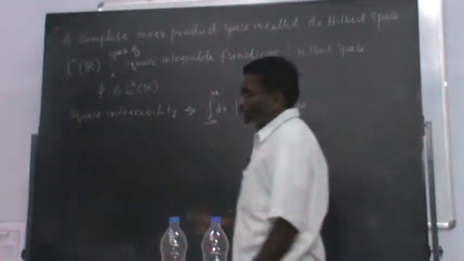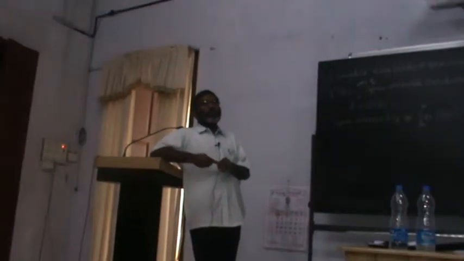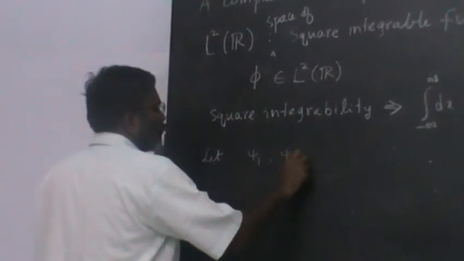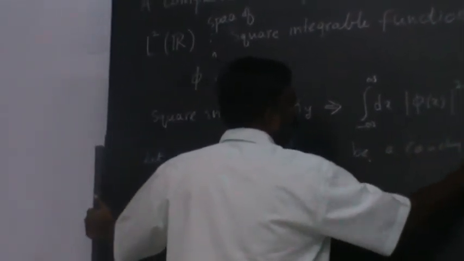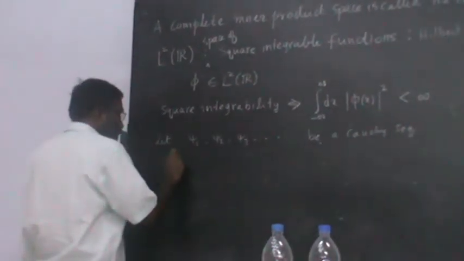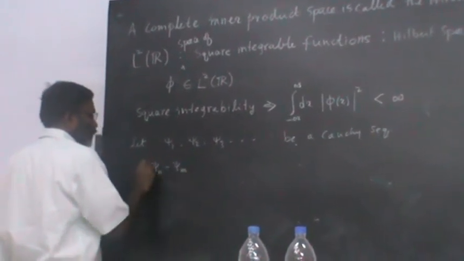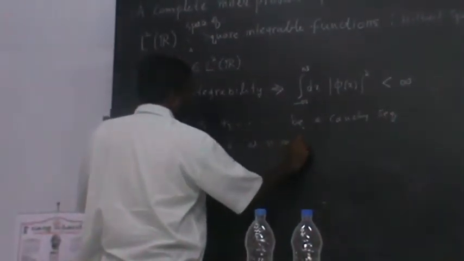So, how do you visualize that it is complete? Because you construct any sequence of functions in this space. Let's say you construct a Cauchy sequence. So let psi 1, psi 2, psi 3 be a Cauchy sequence. Now I have to say in what sense this is Cauchy. So psi n minus psi m has to go to 0 as n and m go to infinity.